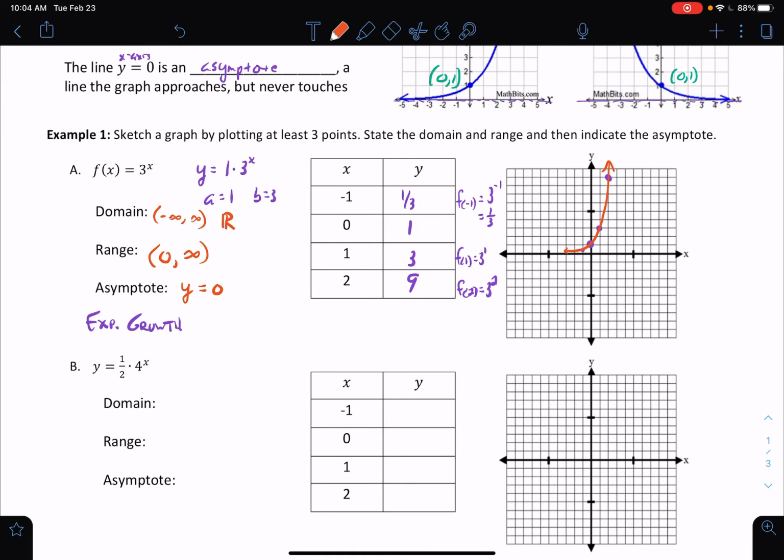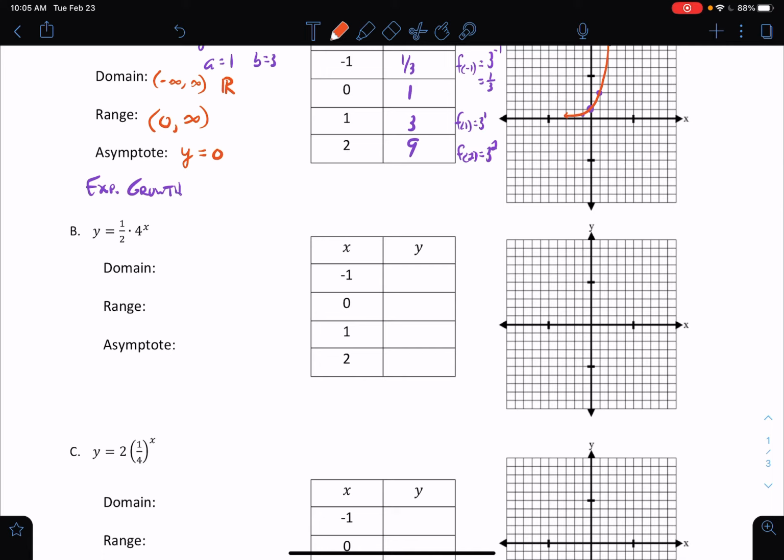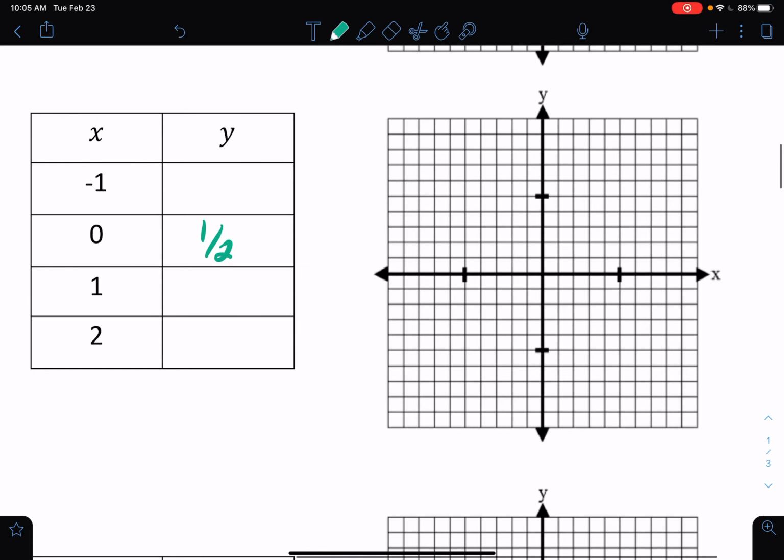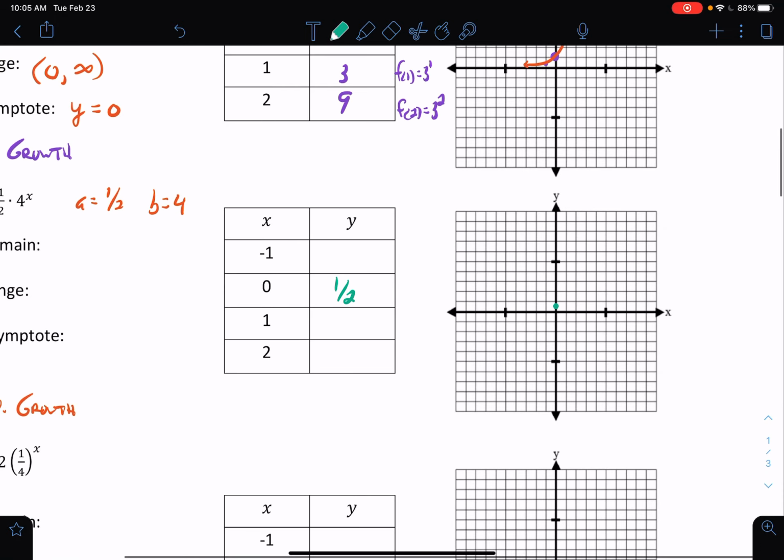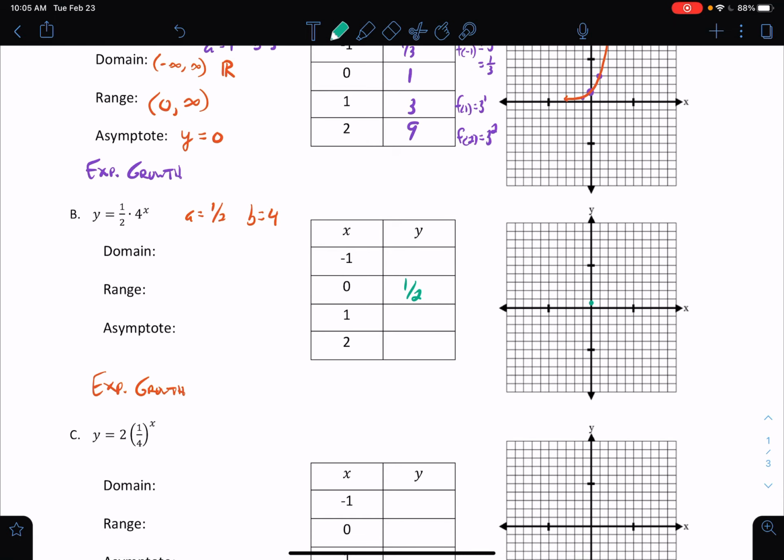All right, what about the next one? Y equals 1/2 times 4 to the x. So the a value is 1/2, and the b value is 4. So this is exponential growth again. The a value being 1/2, that's going to be my y-intercept, so I can start by graphing that. I'm going to zoom in because it's going to be halfway here. And then let's figure out what the next things are going to be.